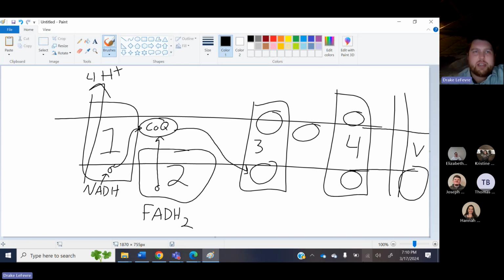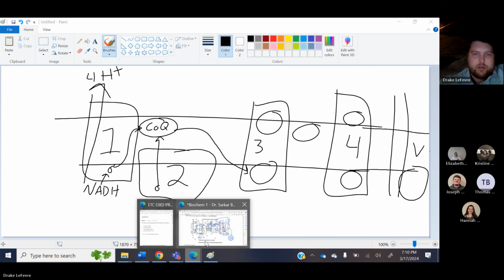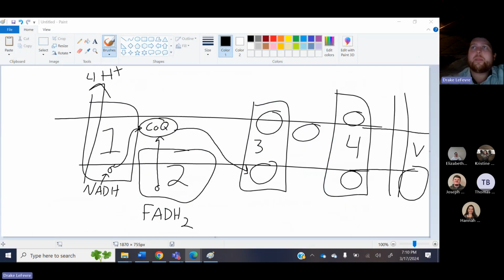Now 3 is made up of a couple of different parts, right? Do you remember which parts make up complex 3? Cytochrome B, yep, and cytochrome C1. Yeah, our electron goes through. As the electron passes through cytochrome B and cytochrome C1, what else does complex 3 do? It transports hydrogens. Yeah, it moves hydrogens.